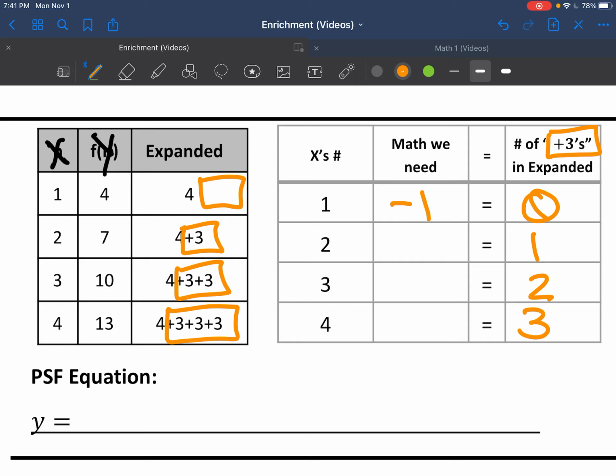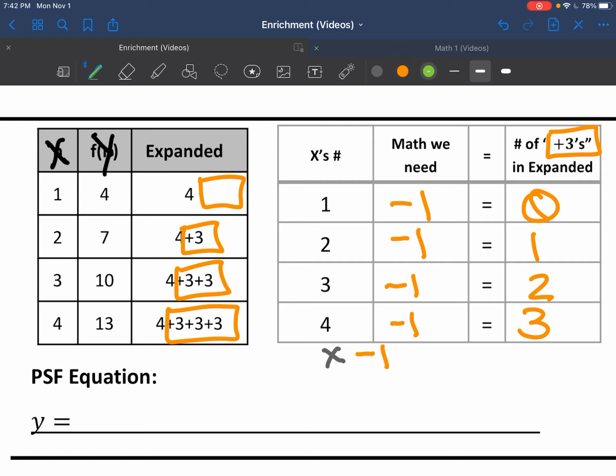Now we have 2, some type of math we can do so that it equals 1. Well, again, we can do minus 1. And minus 1 works for 3. 3 minus 1 does equal 2. That works for 4. 4 minus 1 does give us 3. So every x we encounter, we need to subtract 1.